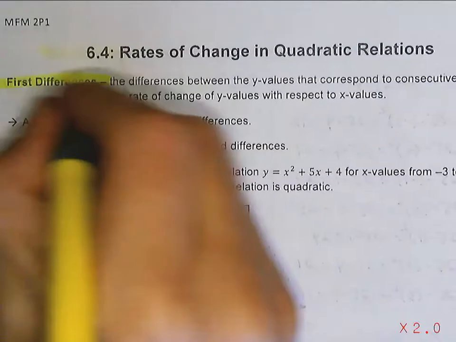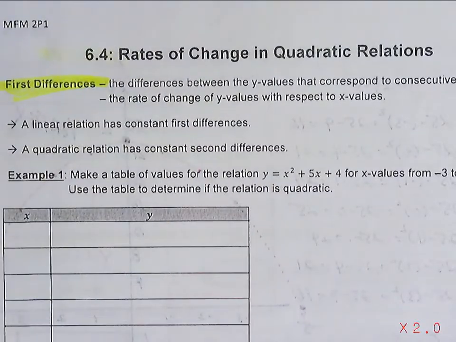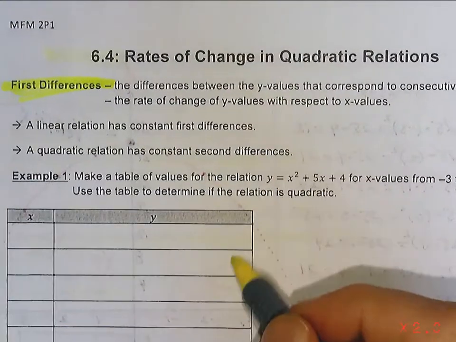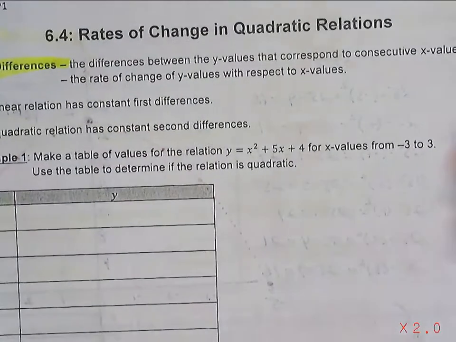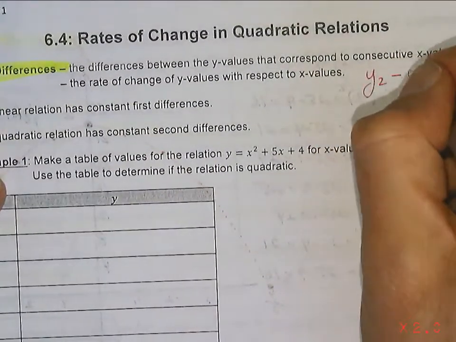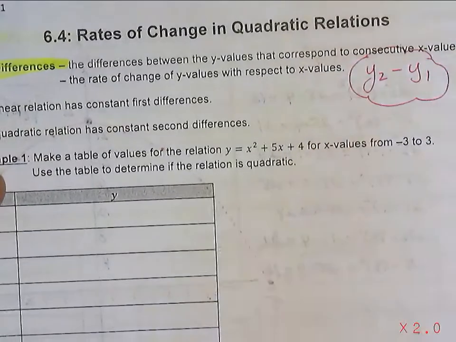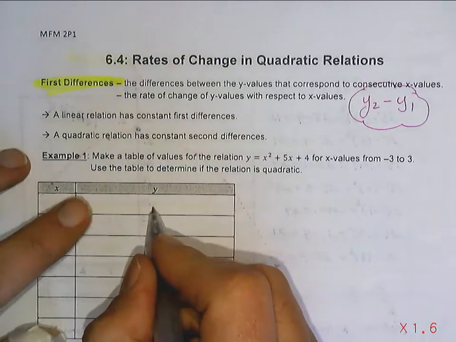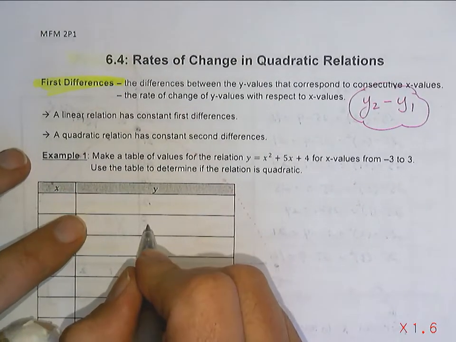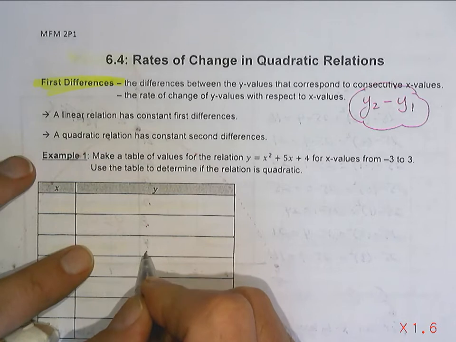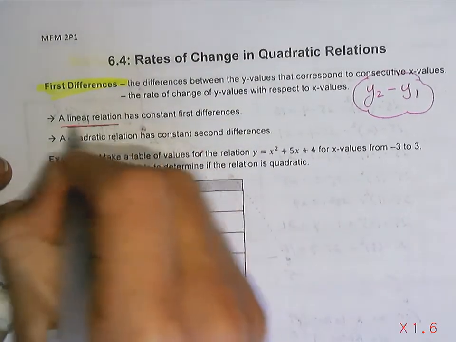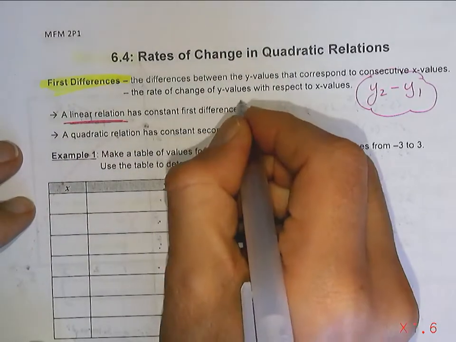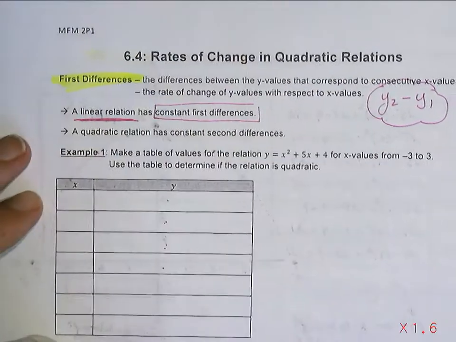First differences. First differences are the differences between corresponding and consecutive y values. So first differences is y2 minus y1. That is what your differences are. So it's the difference between what it took to go from this value to this value, from this value to this value, from this value to this value. So a line, a linear relation, has constant first differences.